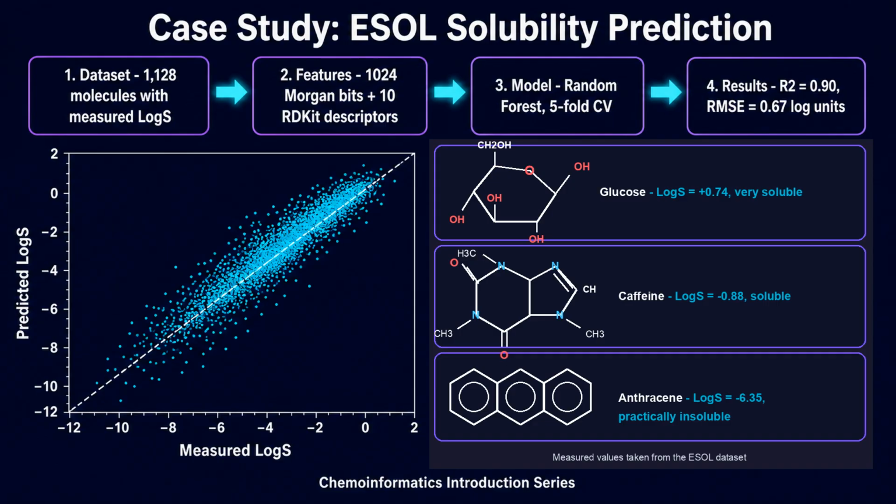Looking at 3 molecules from the dataset itself, glucose, with all those hydroxyl groups, has a measured log S of plus 0.74. Caffeine sits at minus 0.88, and anthracene, 3 fused benzene rings with nothing polar anywhere, is practically insoluble at minus 6.35. This simple model captures the key structural features affecting solubility.